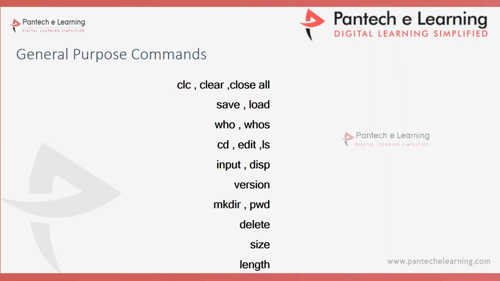input, to provide any sort of input data. It may be an image, a CSV file, or a single number. disp is used to display output inside the command window. ver means to display the version, and this command is rarely used. mkdir is used to make a directory, and delete is used to delete any data present inside the current directory, or any data that has been generated from the code. size and length, to determine the size and length of each file which has to be created or compressed.